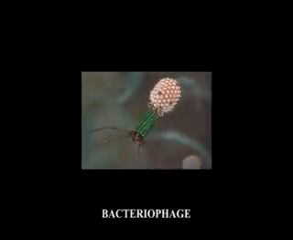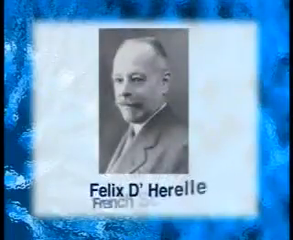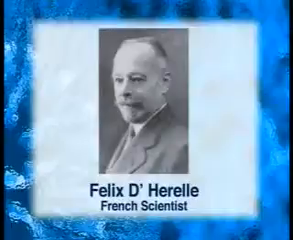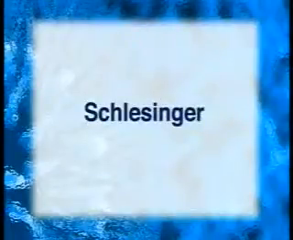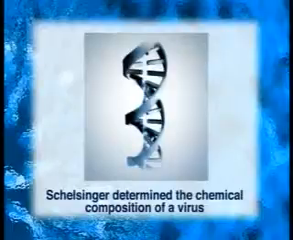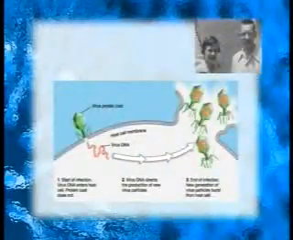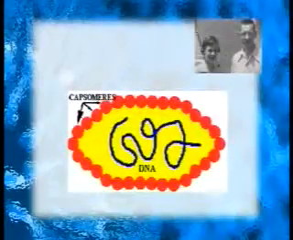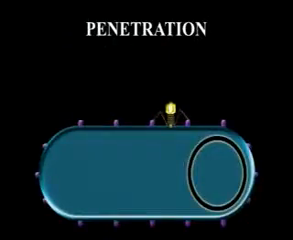Bacteriophages, that is the viruses which infect bacteria, were first discovered by a French scientist, d'Herelle, in 1917, while Schlesinger in 1933 first determined the chemical composition of a virus. Hershey and Chase in 1952 were the first to demonstrate that the genetic information is carried in the phage DNA, and that they have to infect the host cells for transmission of this information. The important and pioneering contributions by these microbiologists guided the way forward for the recent advances in the field of virology.